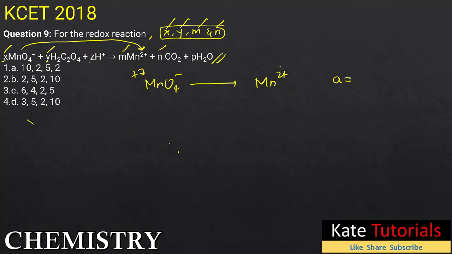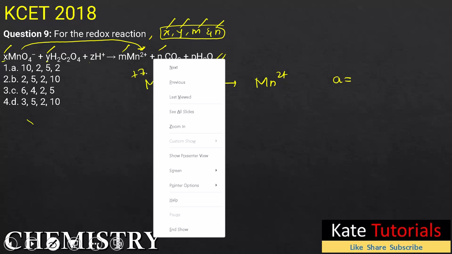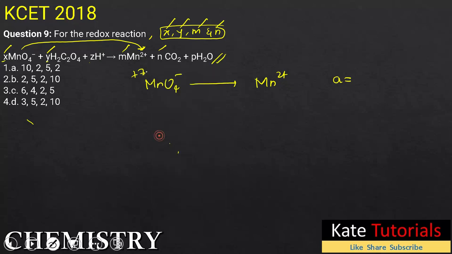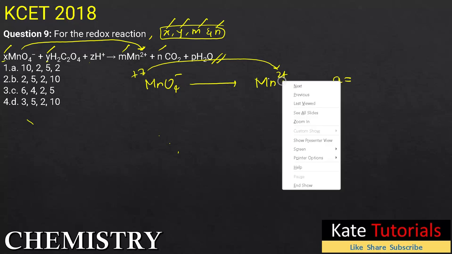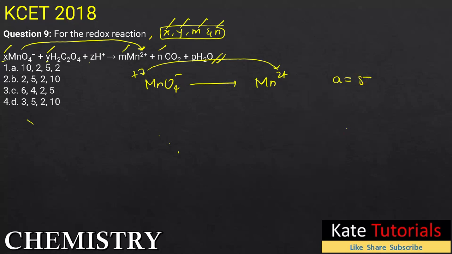Whereas here it is Mn2 plus. So how much is the change? From +7 it has come to +2. If you count from 2, 3, 4, 5, 6, 7, the change is 5 units. So the n-factor value for this is 5.